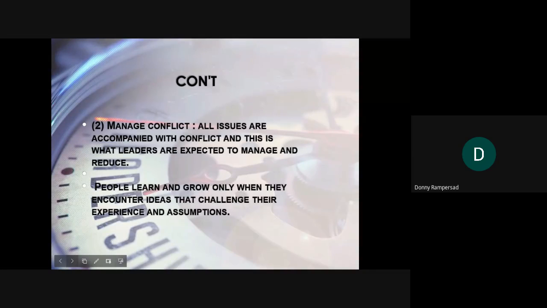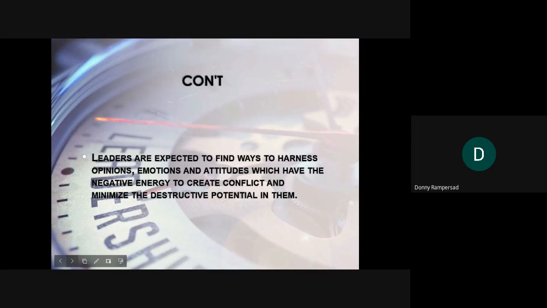Manage conflict. All tough issues are accompanied by conflict, and this is what leaders are expected to manage and use. Any tough issue is bound to be accompanied by conflict, while the natural tendency for most of us is to limit conflict. People learn and grow only when they encounter ideas that challenge their experience and assumptions. Leaders are expected to find ways to harness opinions, emotions, and attitudes which have the negative energy to create conflict, and minimize the destructive potential in them.